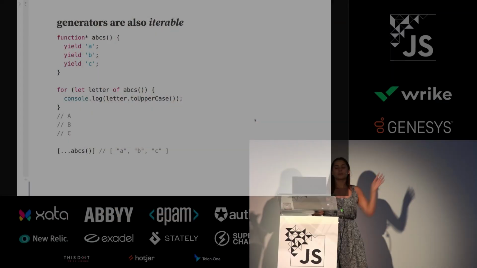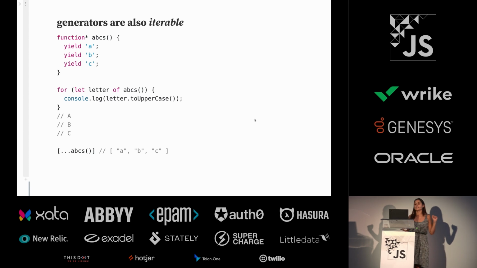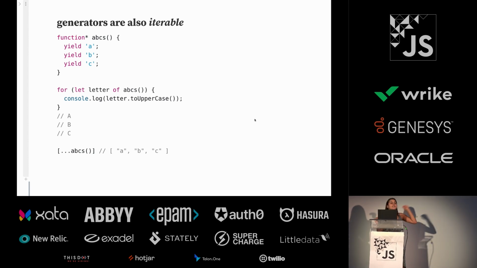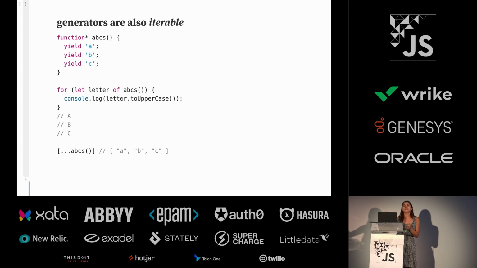Okay. So generators are also iterable. So here I have a little kind of boring generator function, ABCs. It's going to successively yield letters in the alphabet, A, B, C. The fact that generators are not just iterators, they're also iterables, means that I can use them in for-of loops, or I can use them with the spread operator, same as I could use an array, which is another example of an iterable in JavaScript.